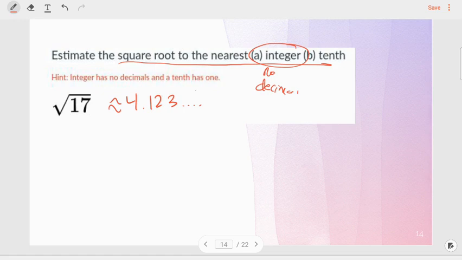So if I want no decimals, I'm going to ask myself, is this number right here closer to a 4 or is it closer to 5? Well, 4.1, that's really small. It's closer to a 4. So part A is 4.